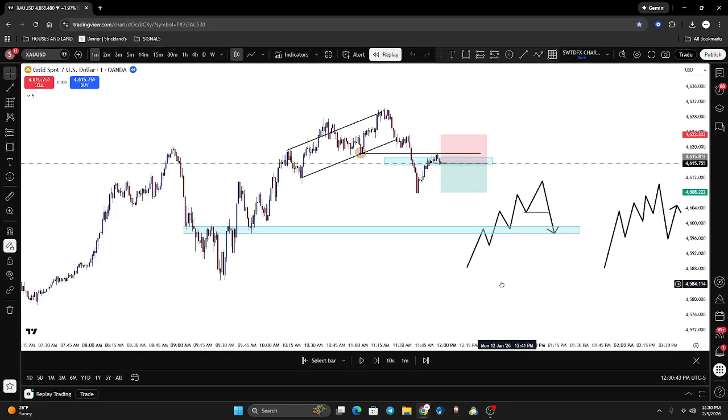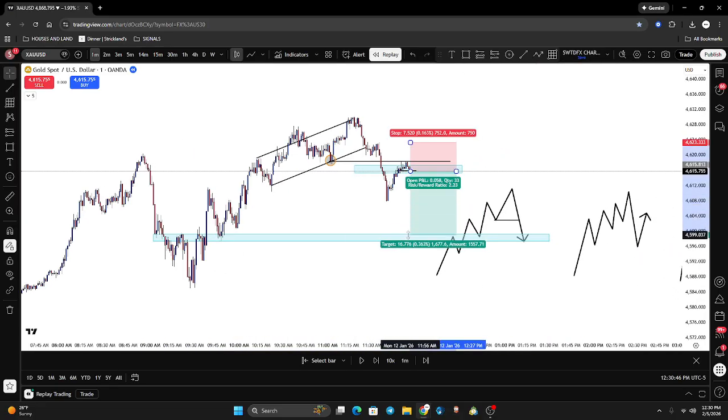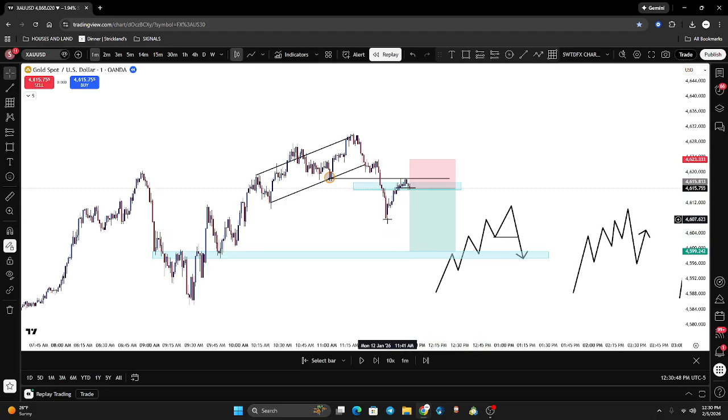Okay, so this is gonna be our TP. We're gonna drag it right up there. 7 pips is your stop loss right here, and then 16 pips is your TP. If you were to risk your whole account here, let's say risking $100, you would be making $200 profit. So that's a $300 account at the end.